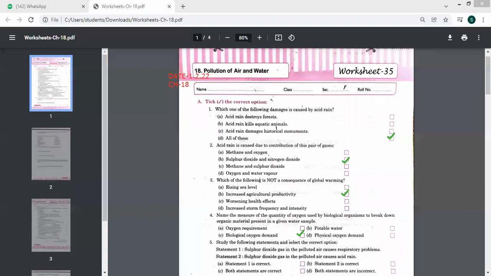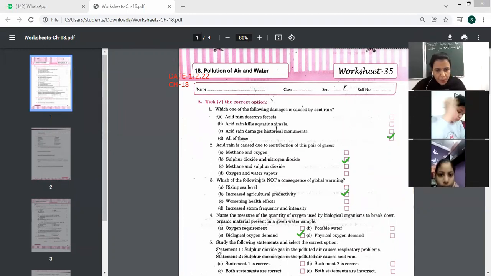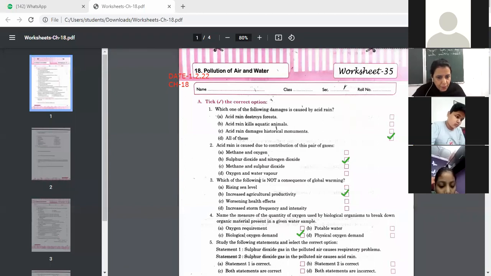Kindly raise hand before speaking. Switch on your cameras. Yash, Aryan, Anshika Goel. Yes, Anshika Goel. What can be the answer for it? Statement 2 is correct. Even 1 is also correct. It causes a respiratory disease. And so we can say that both of the statements are correct. Okay. Till here, everybody has done? Have you marked? Yes, ma'am. Okay. Let's move to the next part.